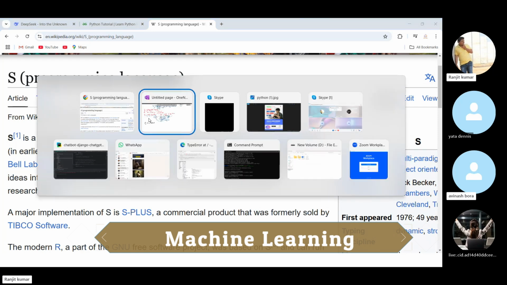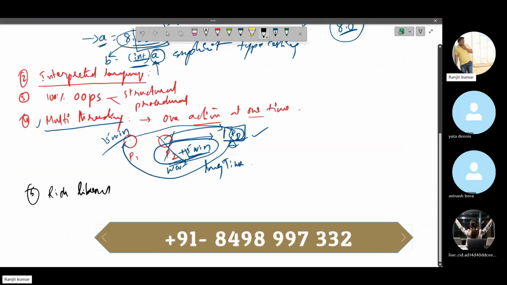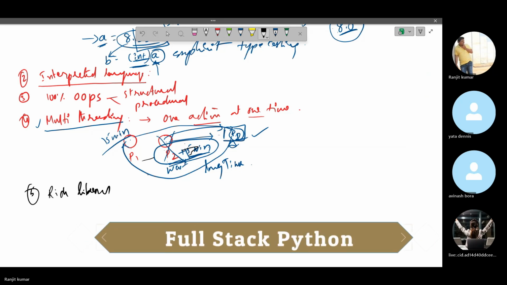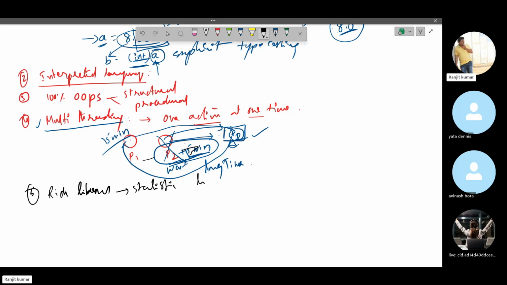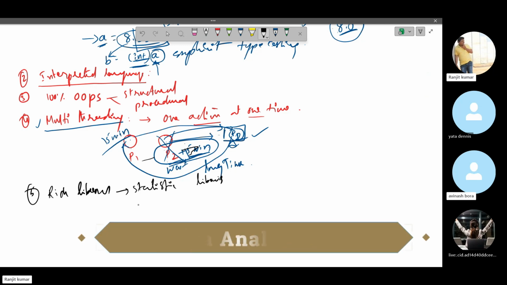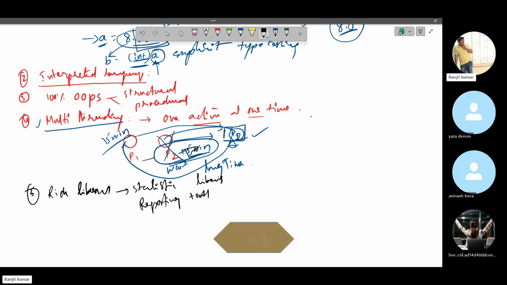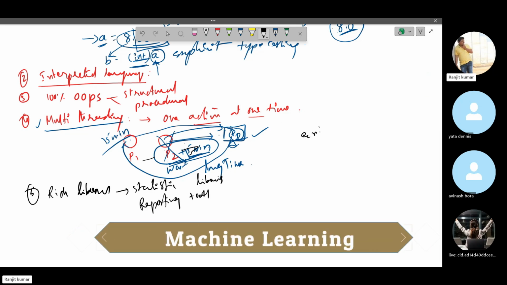But instead of learning the S programming language, my Python has a library, a statistics library. Statistics libraries are there. And also reporting tools. There is the R programming language. There are reporting tools also. Let me give you one example.